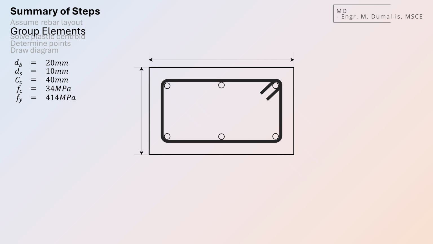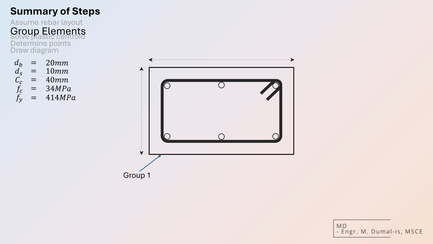With the rebar layout in place, the next step is to group the elements. We group concrete and steel components based on their alignment, specifically whether they lie perpendicular to the direction of the bending moment. In our case, we'll define 4 groups. Group 1 is the concrete section itself. Group 2 includes the rebars on the left side of the section. Group 3 is for the rebars at the middle, and Group 4 consists of the rebars at the extreme right. These groupings will help us analyze how each part contributes to the axial capacity of the section.